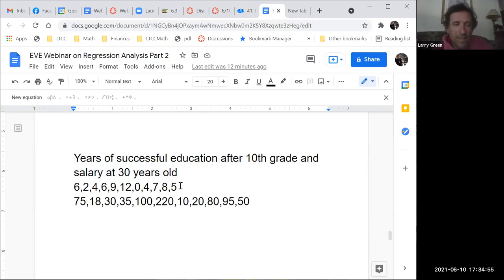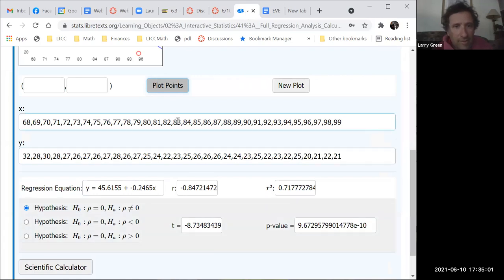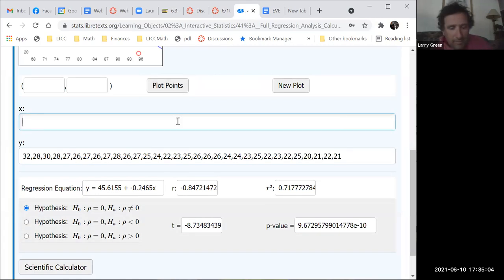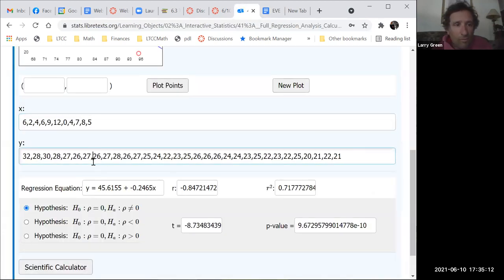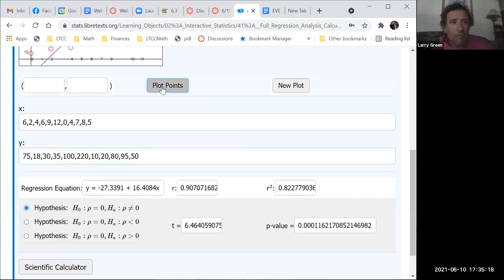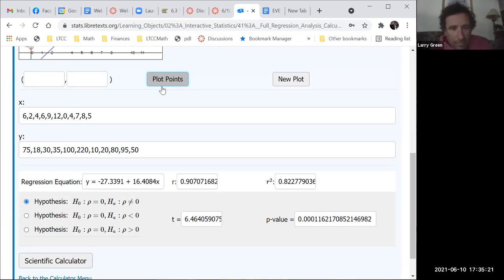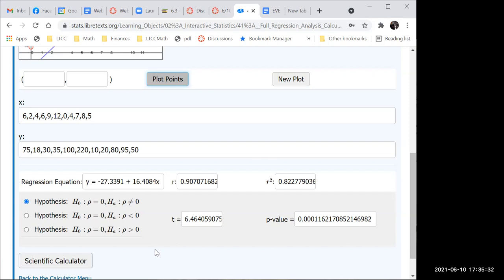Okay, so to save some time, I'm going to copy and paste. And we've got that, and we've got this one. And we could hit plot points. Okay, what do you notice? Do you think we should continue on, or we should quit and say this is worthless? Continue. How come? Because the p-value is very, very small.